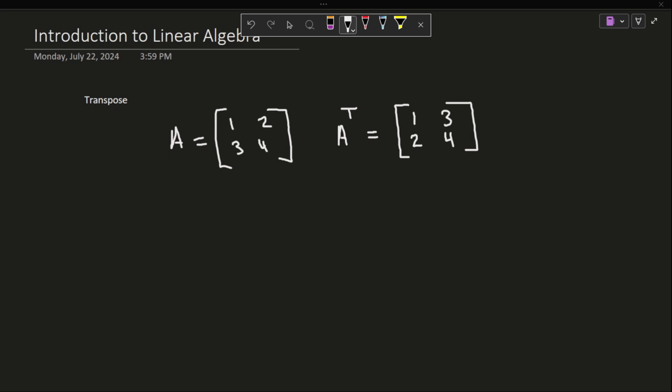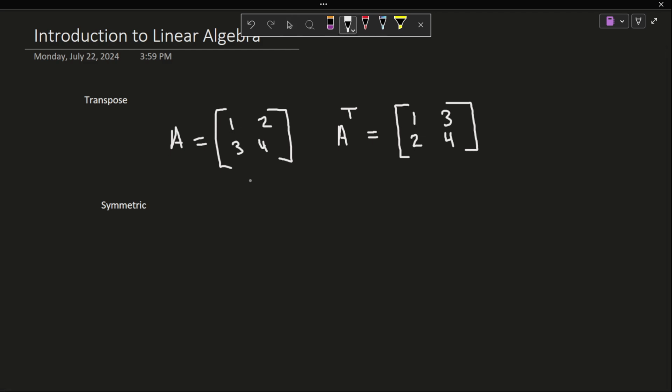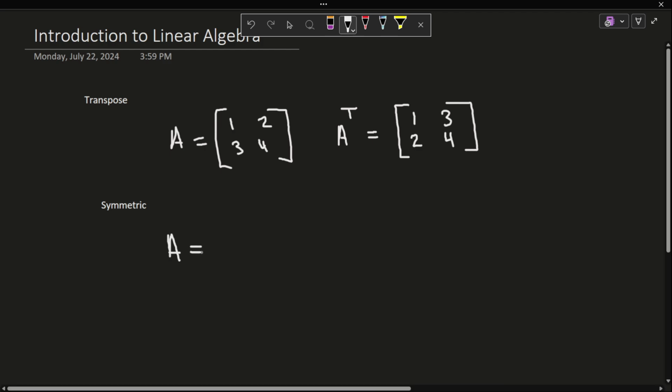So the next type of matrix extends off transpose. It's called a symmetric matrix. And so symmetric matrices are whenever they equal their own transpose. So let's take a matrix like, and obviously this applies to any size, let's take a matrix like 1, 2, 2, 4. Or 1, 2, 2, 1, actually.